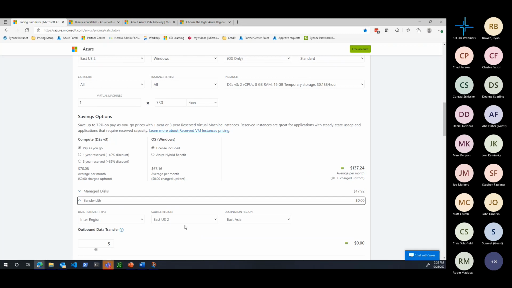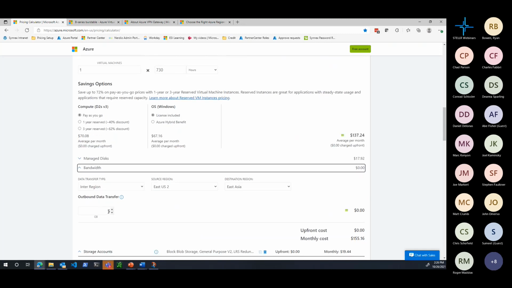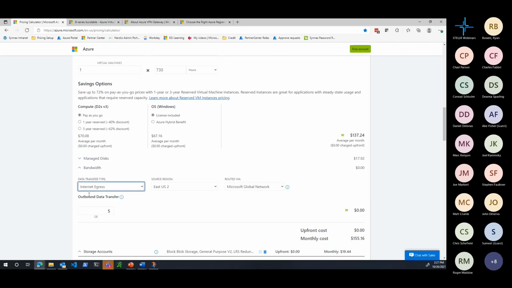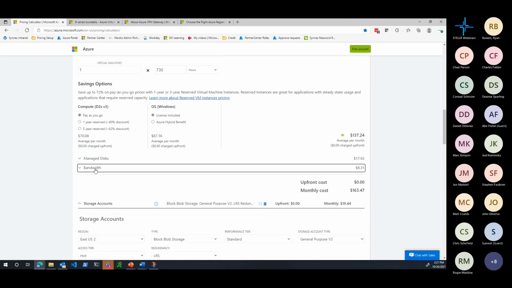There's a bandwidth item where you get 5 gigs free. But if there's a high-transaction workload where a lot of data leaves, then you can dial that in here. We like to say internet egress going out of the East US 2 region, and I can dial in, say, 100 gigs that leave. It's not a very big cost, but again, it's being transparent and clear about what makes up all these numbers. There's a line item for bandwidth, but you don't configure what your network looks like, so sometimes it can be confusing.